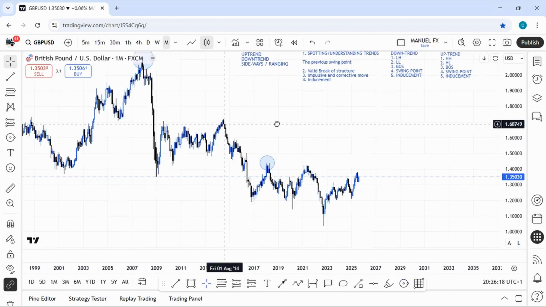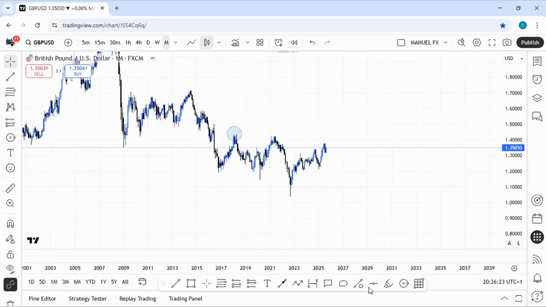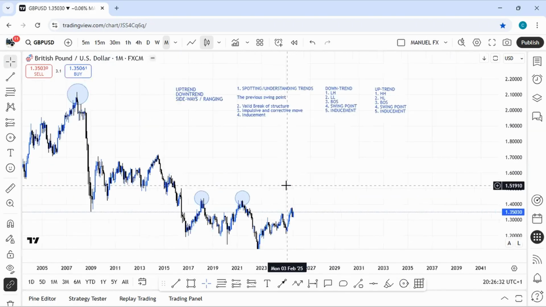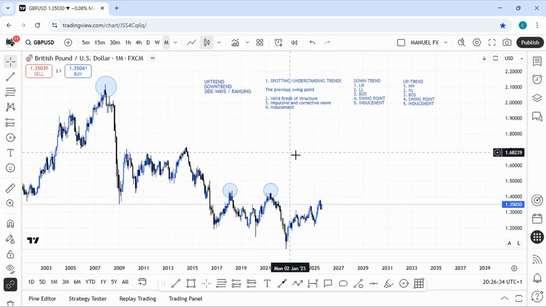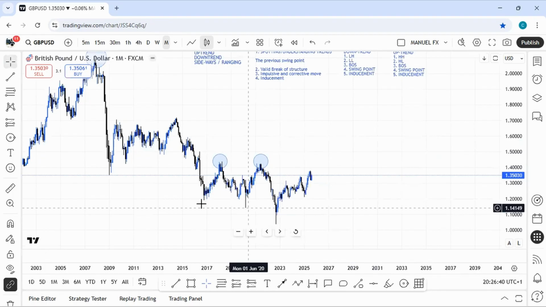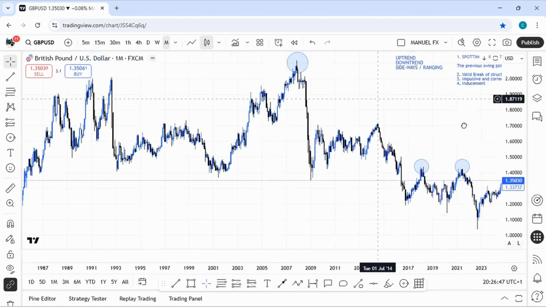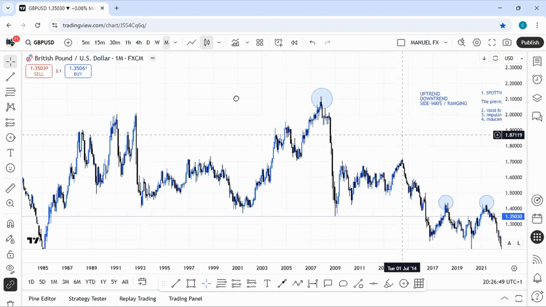This is not a high. We have another high here, which was broken by wick, and we have another high here. So now we're looking for the last high on the monthly time frame. The last high that was broken, the last high in which the low was broken. There was a break of structure after the high was created.